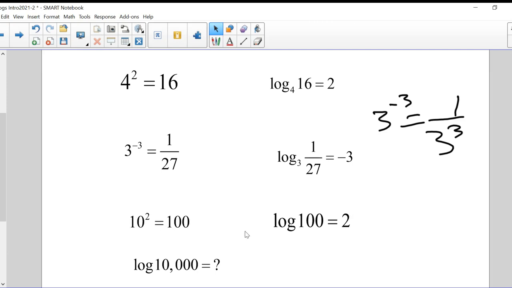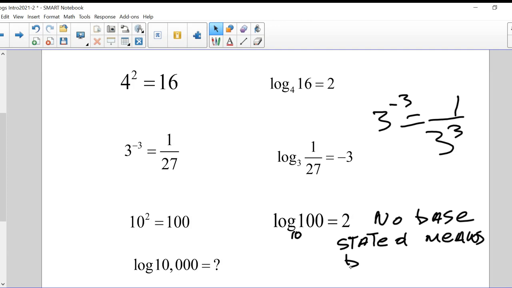So if 10 squared is 100, then the log, oh, I didn't put a base here. Why is that? That's because when you don't see a base, the base is assumed to be 10. So let me write that on the side. No base stated means base 10. So whenever no base is stated, just assume it's a base 10.